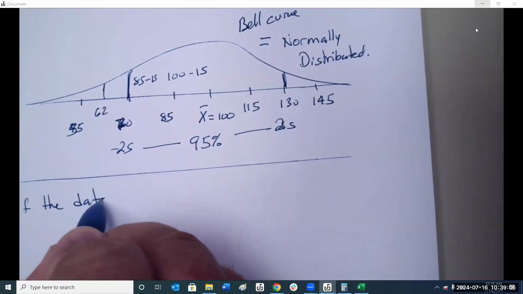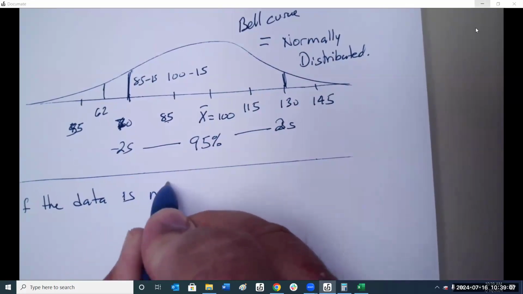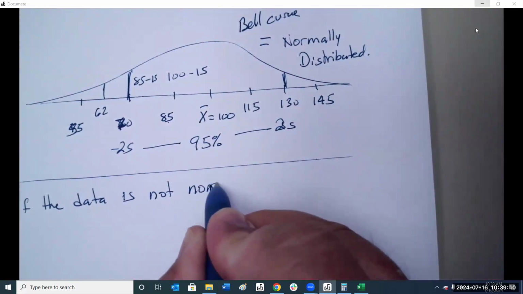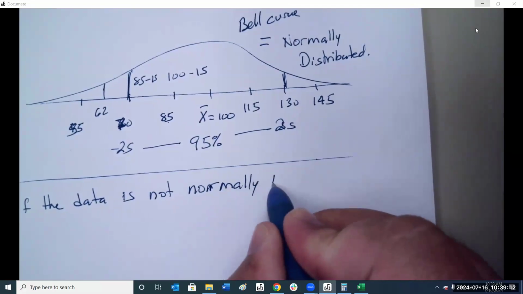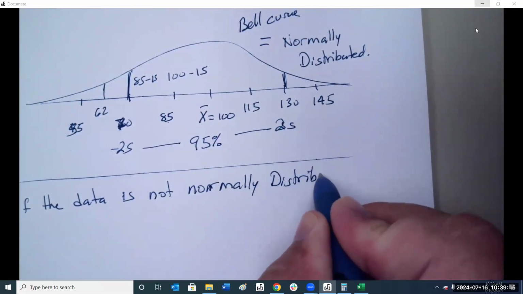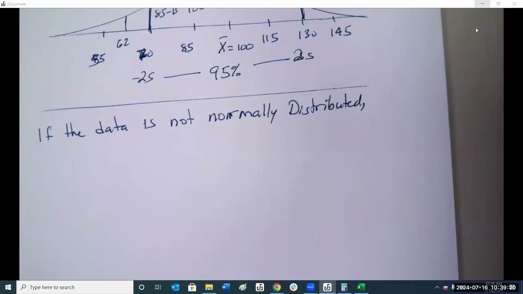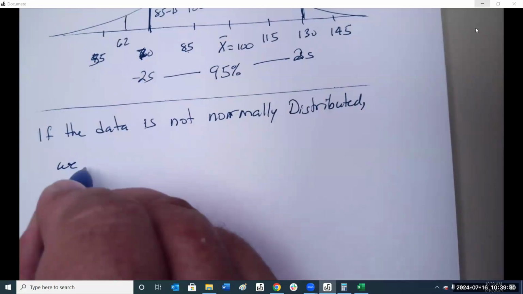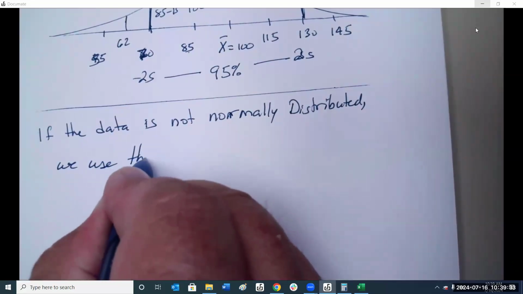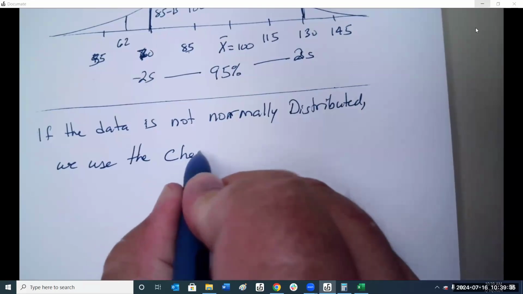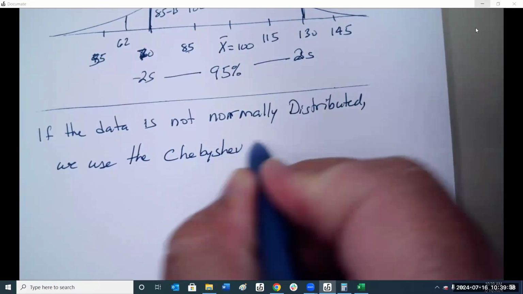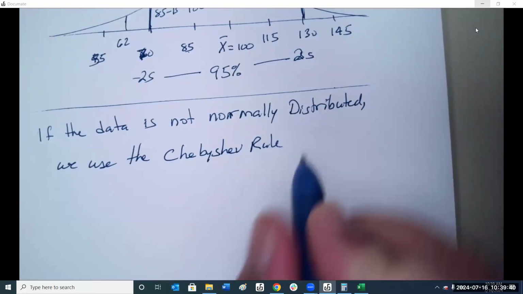If the data is not normally distributed, then we can't use the 68, 95, 99.7 rule. It's not empirical. We use the Chebyshev rule or Chebyshev method.